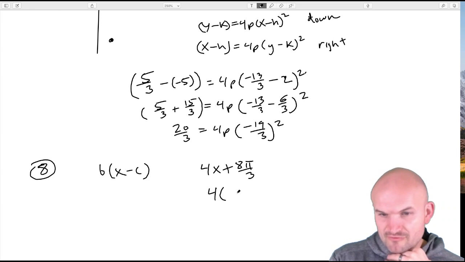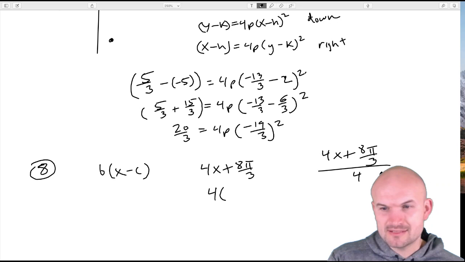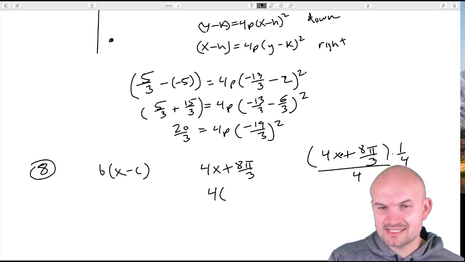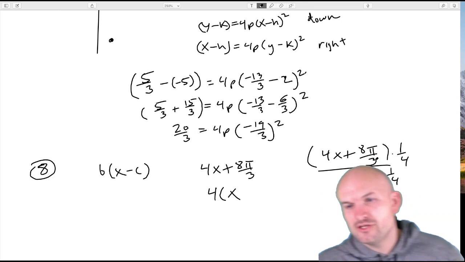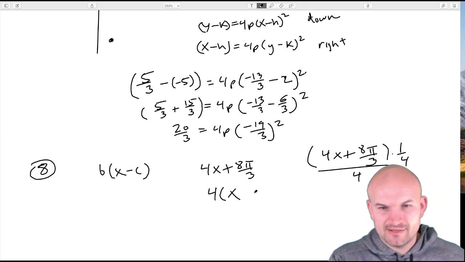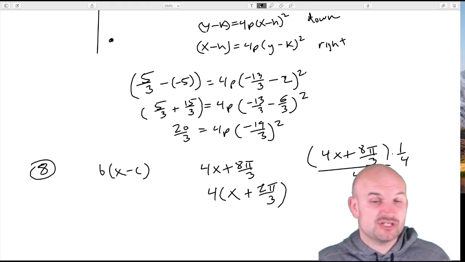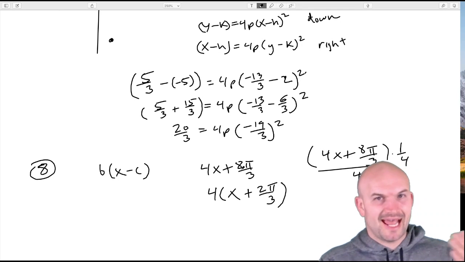Now again, factoring out a 4 is really the same thing as dividing out a 4, right? If you divide both terms by 4, that's really the same thing as multiplying by 1/4. So when you multiply 1/4 times 4x, you're going to just get x. And you multiply 1/4 times 8 pi over 3, you're going to get 2 pi over 3. Okay, and again, you can always check my work. 4 times x is 4x. 4 times 2 pi over 3 is 8 pi over 3.